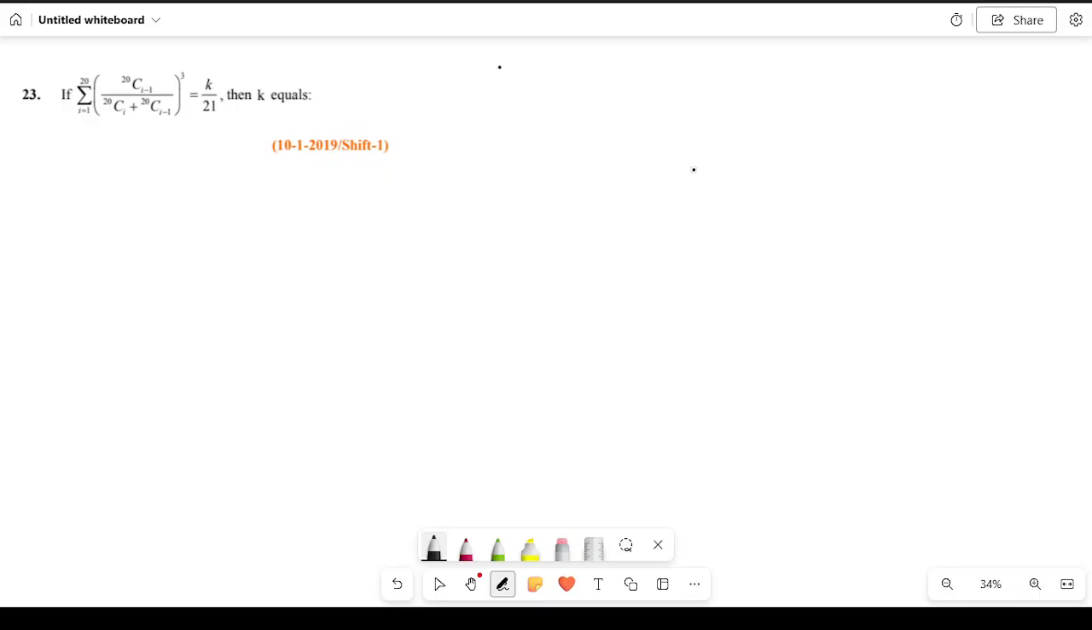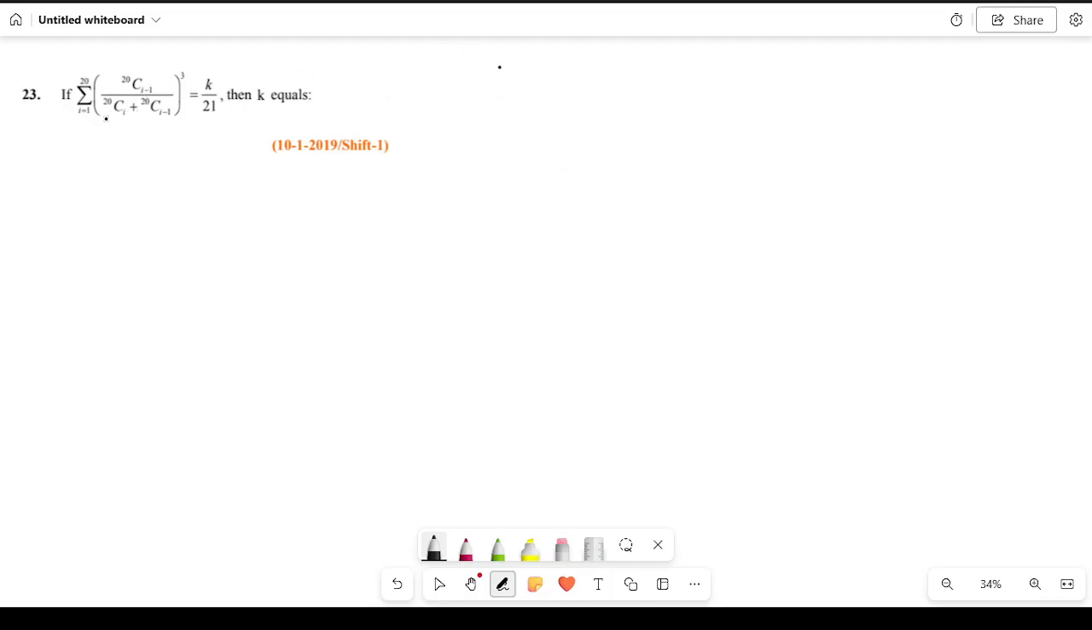Hi everyone. So we are going to see a question from Binomial Theorem, JEE Mains 2019. If the summation of i equals 1 to 20 of (20Ci-1 / (20Ci + 20Ci-1))^3 equals k by 21, then k equals to? So it's a lengthy question. Let's break it down and solve it easily.